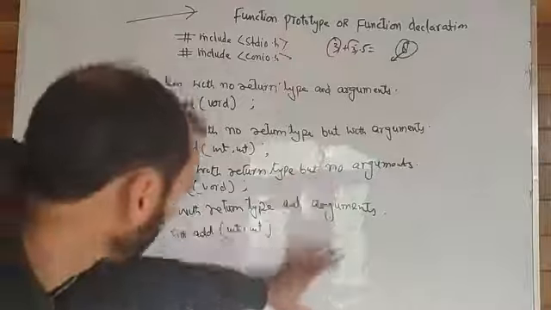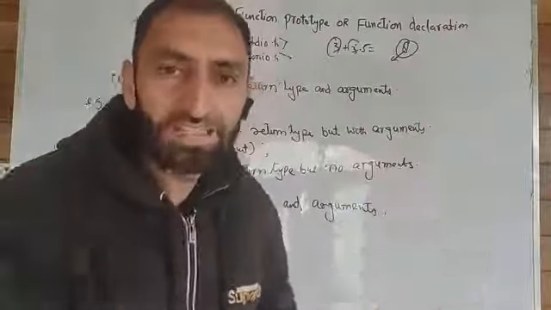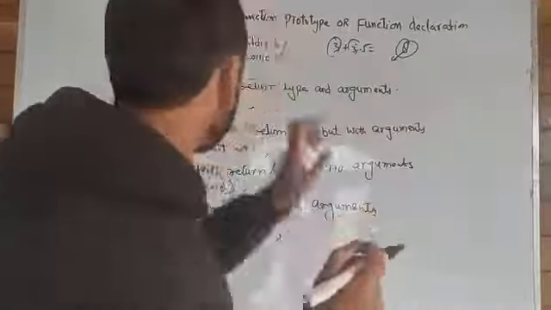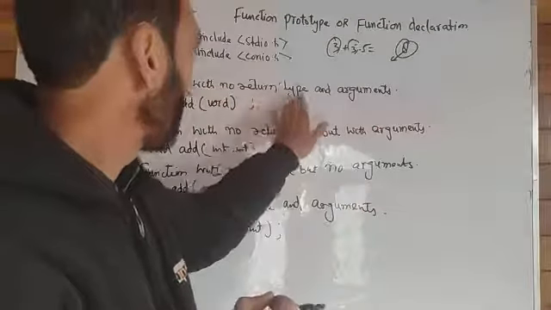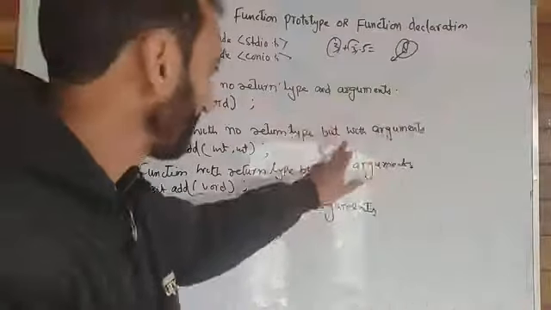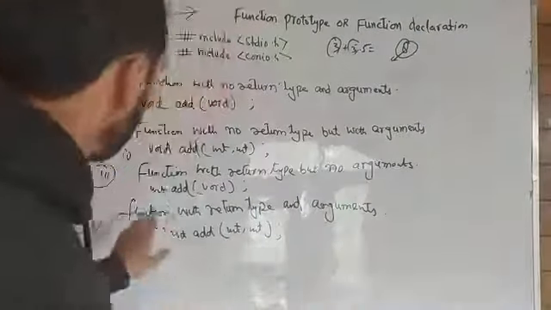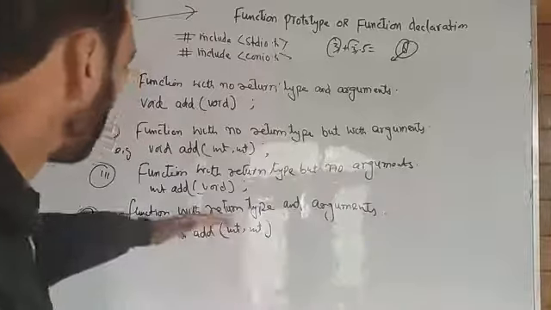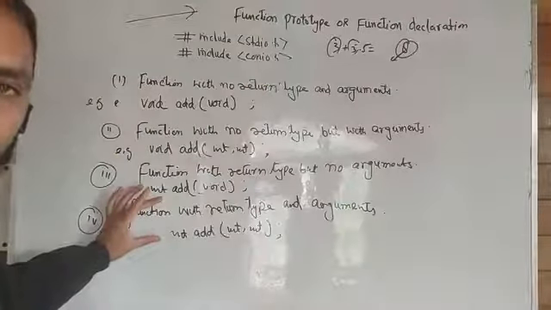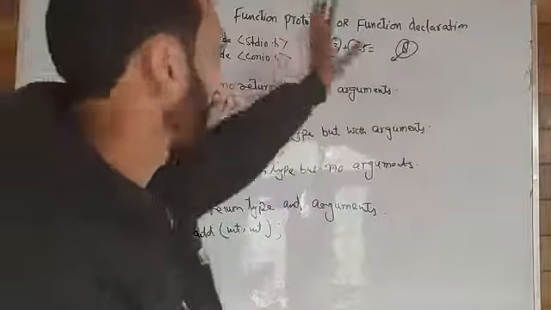These are the 4 different types of functions depending upon their function prototype. If we categorize functions based on their function prototype, there are 4 categories. First is the function with no return type and no arguments. Second is the function with no return type but with arguments. Third is the function with return type but with no arguments. And fourth is the function with return type and arguments, meaning both return type as well as arguments are possible in this type of function.